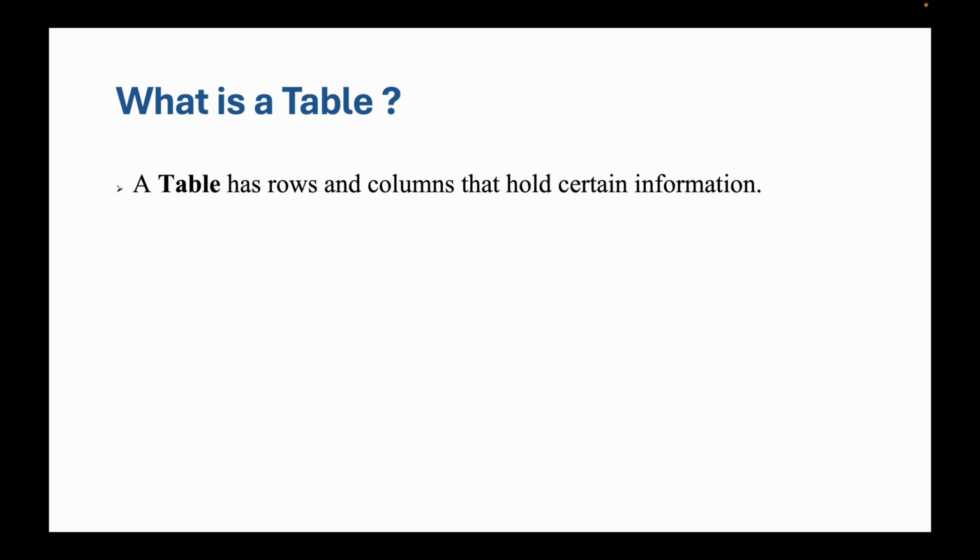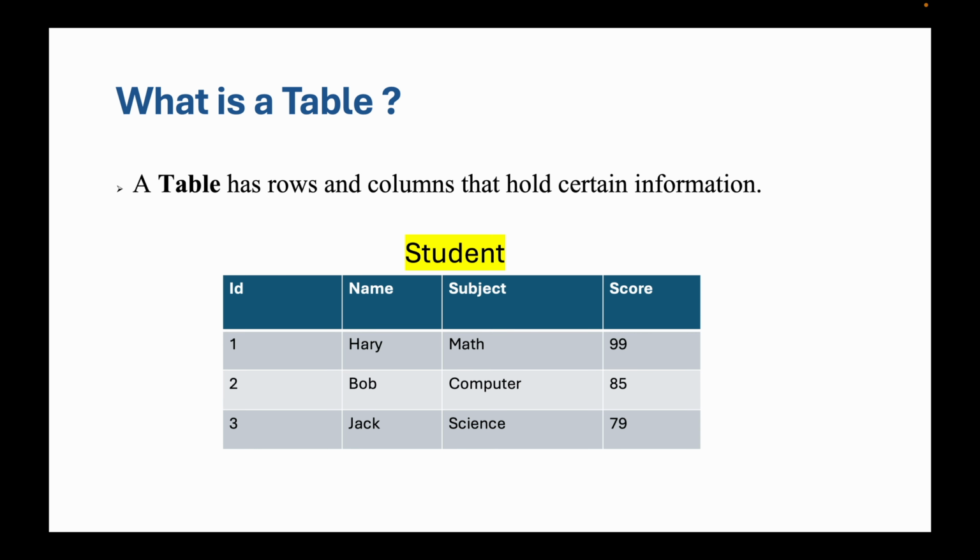What is a table? In SQL, a table is like a spreadsheet that has rows and columns, and each row represents a single record and each column holds a certain piece of information. As shown in this example, student is our table and the columns here are ID, name, subject and score, where we store the information about Harry, Bob and Jack.